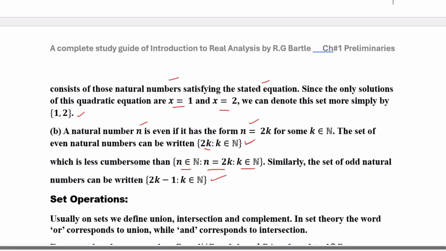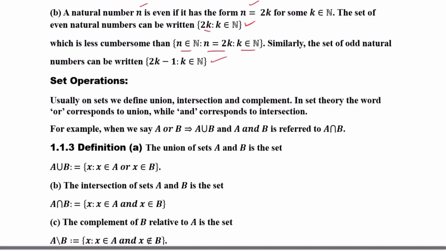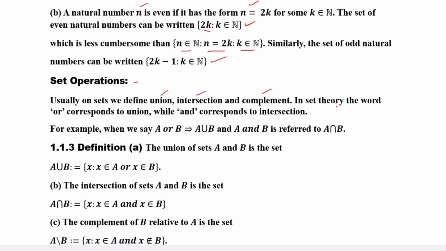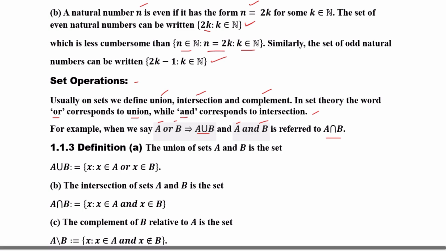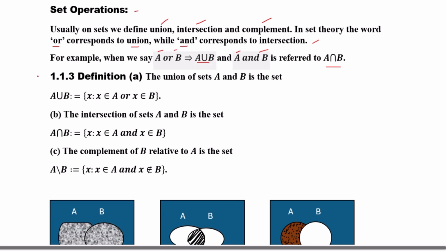The next topic is set operations. Usually on sets we can define union, intersection, and complements. In set theory, the word "or" corresponds to the union, while "and" corresponds to the intersection. For example, when we say A or B, this shows A union B, and when we say A and B, this refers to A intersection B. So we can define the following operations like this.